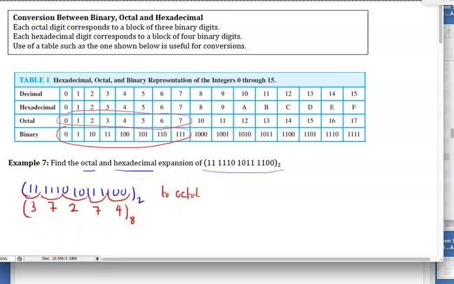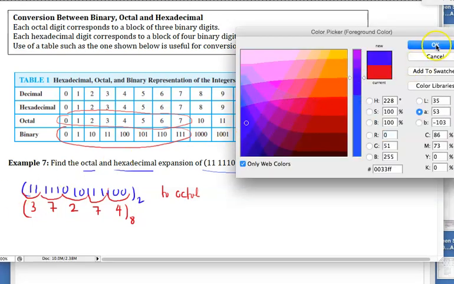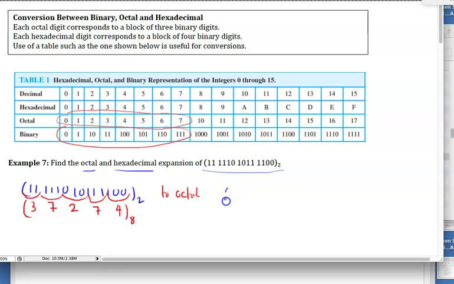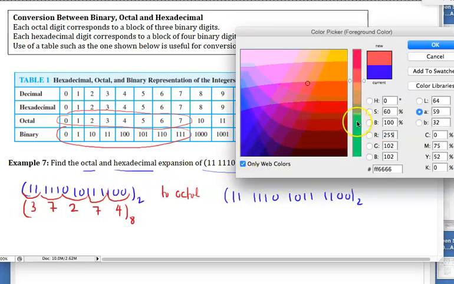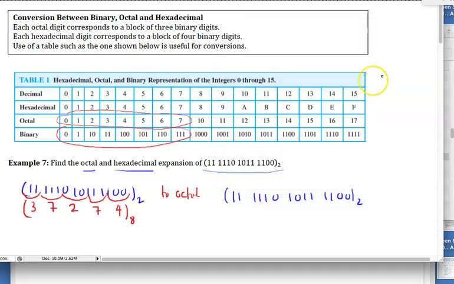Now let's do the same binary number, but change it to hexadecimal. So let me copy it down. I have 1, 1, 1, 1, 0, 1, 0, 1, 1, 1, 1, 0, 0, base 2. For the hexadecimal, if I want to cover the full range of hexadecimal, then in the binary row, the binary representation of these numbers goes up to 4-digit numbers.